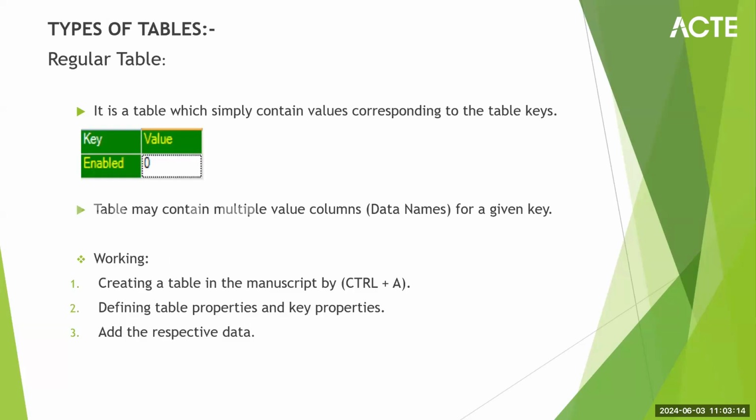What are the types of table? The first one is the regular table. It is a table which simply contains values corresponding to a table key. For example, in the key I have written enabled. When enabled, my value should be 0. Disabled means in that case my value should be 1. By default, for my understanding, I have given enabled as an indication of 0. A table may contain multiple value columns, data names from a given key.